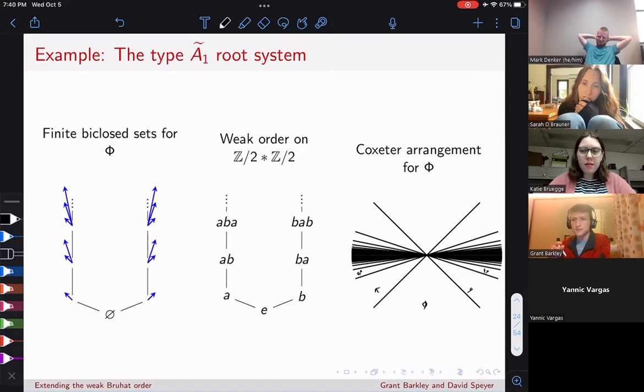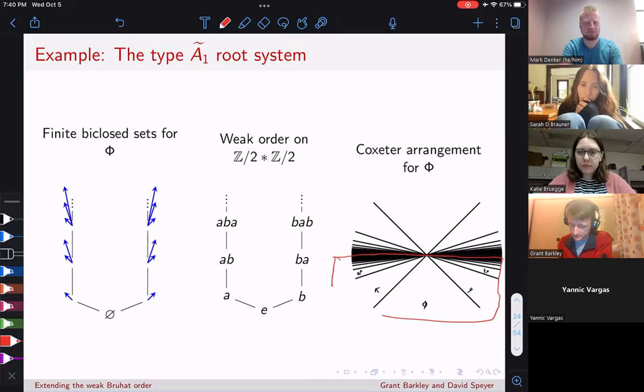Okay, so as you can see, if I just keep tracing along this Coxeter arrangement and filling in these finite biclosed sets, I'm never going to reach the midline of this picture. I'm just going to keep getting infinitely close to it. So we can say that the finite biclosed sets only cover the bottom half of this picture.